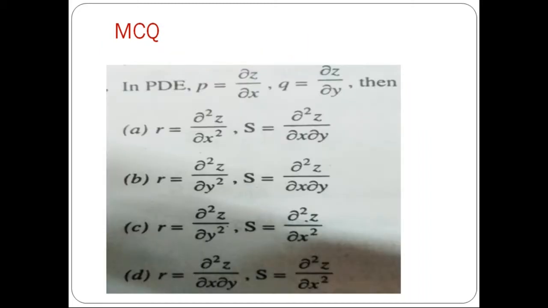Next MCQ: in partial differential equations, p is equal to ∂z/∂x and q is equal to ∂z/∂y. It is a standard notation. I have already discussed that when we differentiate with respect to x, it is denoted by p, and when I differentiate with respect to y, it is denoted by q. Then what is the definition of r and s? I think it is clearly understood. r is ∂²z/∂x². When I differentiate z with respect to x two times, it will be r. In the rest of the options there is y squared, and x and y, so no need to check even s. Here our first option will be the correct option.